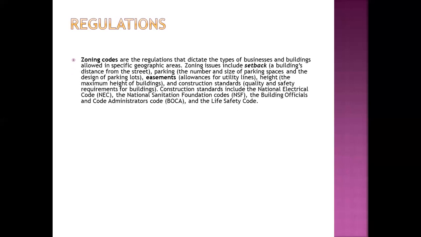So, zoning codes are the regulations that dictate the type of business and building allowed in a specific geographic area. So, zoning issues include setback, easements, and height and construction standards. So construction standards include the National Electrical Code and the National Sanitation Foundation Codes or NSF, and the building officials and code administrators and life safety code as well.